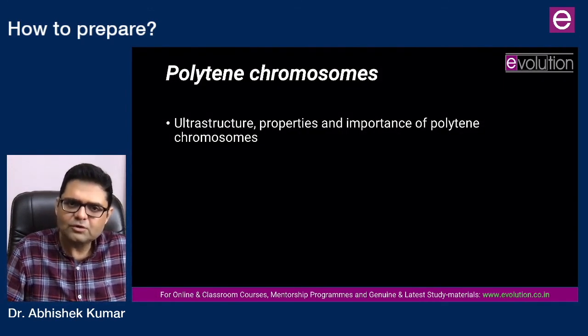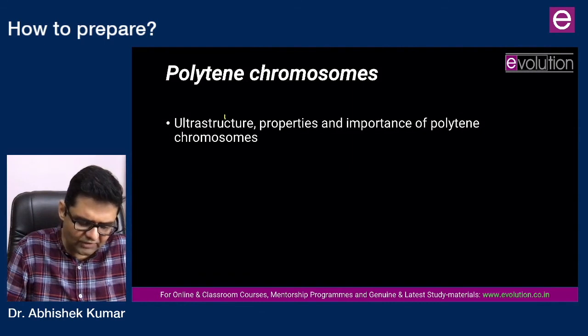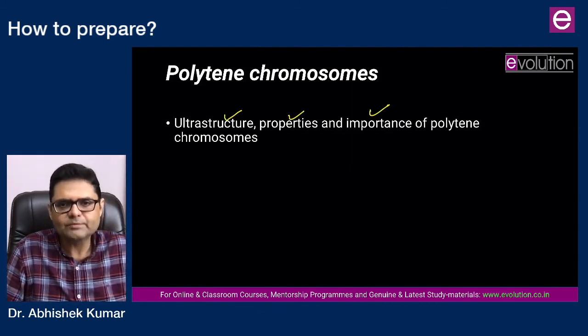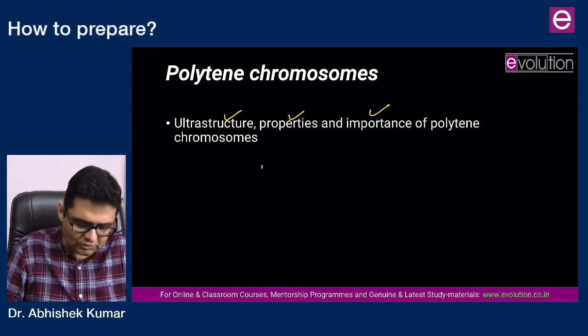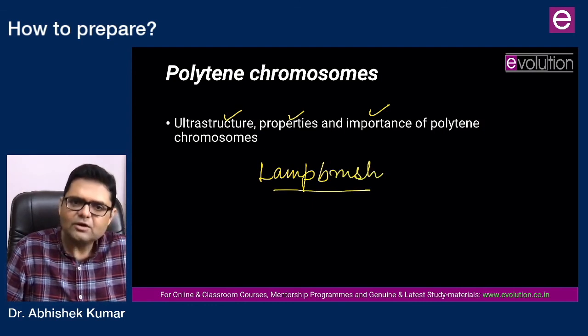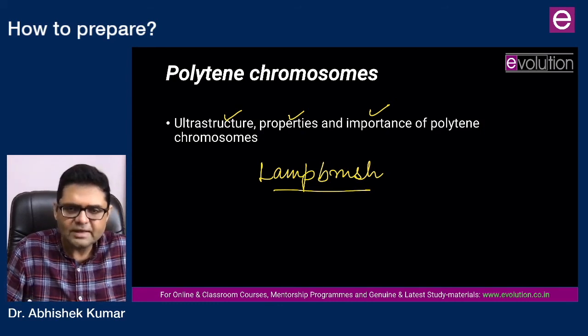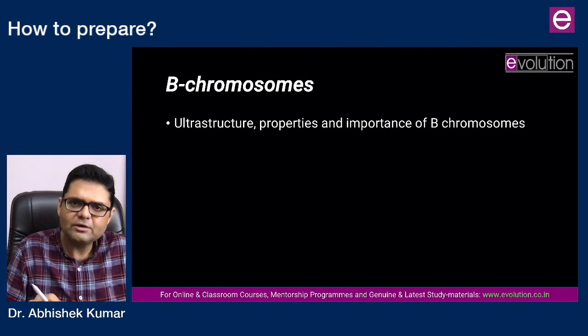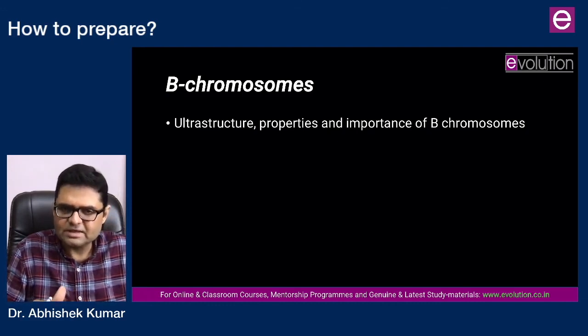Next is polytene chromosome. So it's fairly straight: ultrastructure, properties and importance of polytene chromosome. In the IFS, you also have to do lampbrush chromosome. So there also you have to do ultrastructure, properties and importance. And same will go for the last topic of cell bio, that is B chromosome. These are accessory or supernumerary chromosomes. There also you have to do ultrastructure, properties and significance.